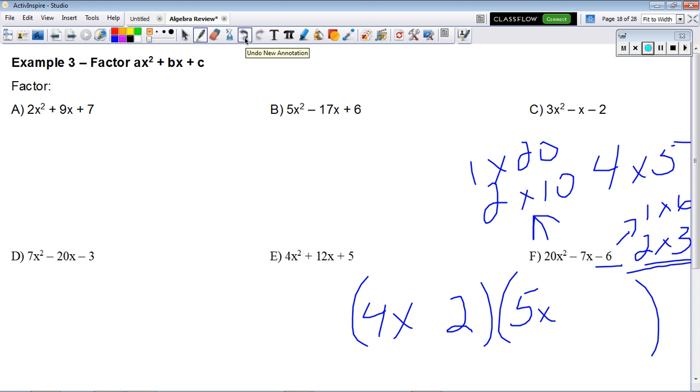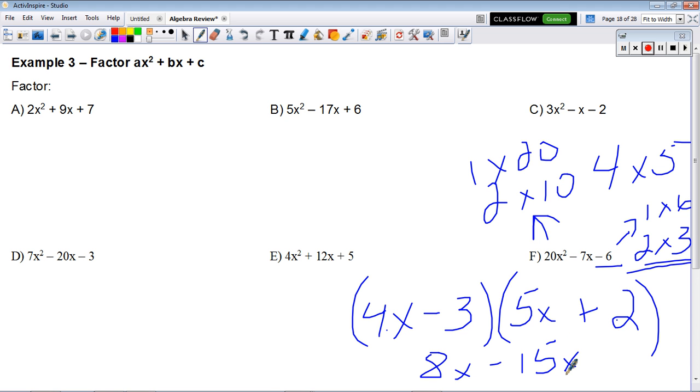So what that tells me with this is if I'm going to try 2 and 3, I want to put the 2 over here and the 3 here. So now when I go to put my signs in, I'll put a minus here and a plus here. I'll see if that maybe will work. So when I do 4x times 2, this will be 8x. And when I do negative 3 times 5x, that's negative 15x. And when I put that together, that would be negative 7x. So that in fact does work. So that's the answer for part F.